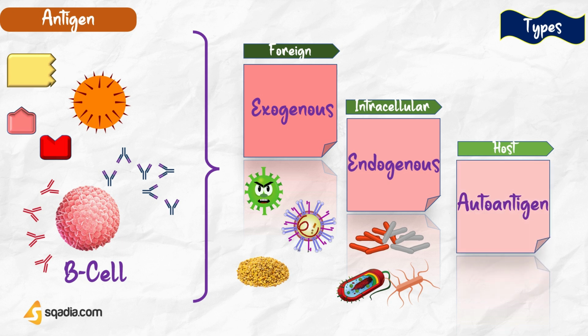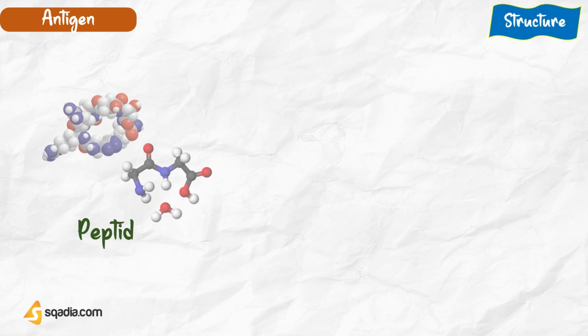Normally, autoantigens would not elicit an immune response, but a sensitized immune system will mount an attack that results in the development of an autoimmune disease. A commonly known name for the presence of autoantigens is allergies. Now that we know that there are three types of antigens, let's move on and discuss their structural properties. An antigen can be made up of peptides, proteins, and polysaccharides.